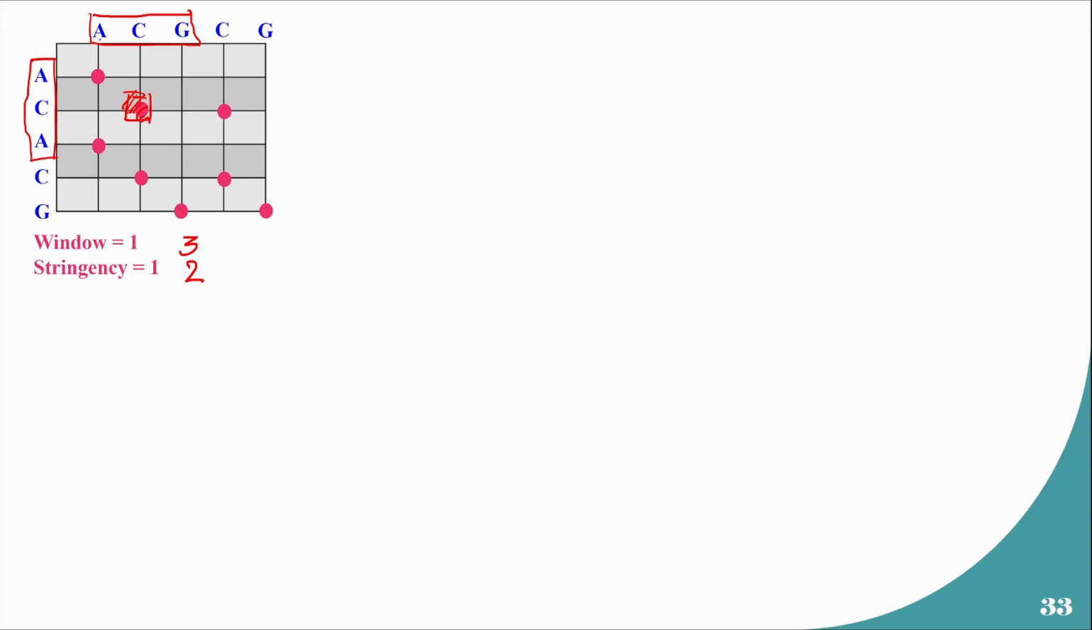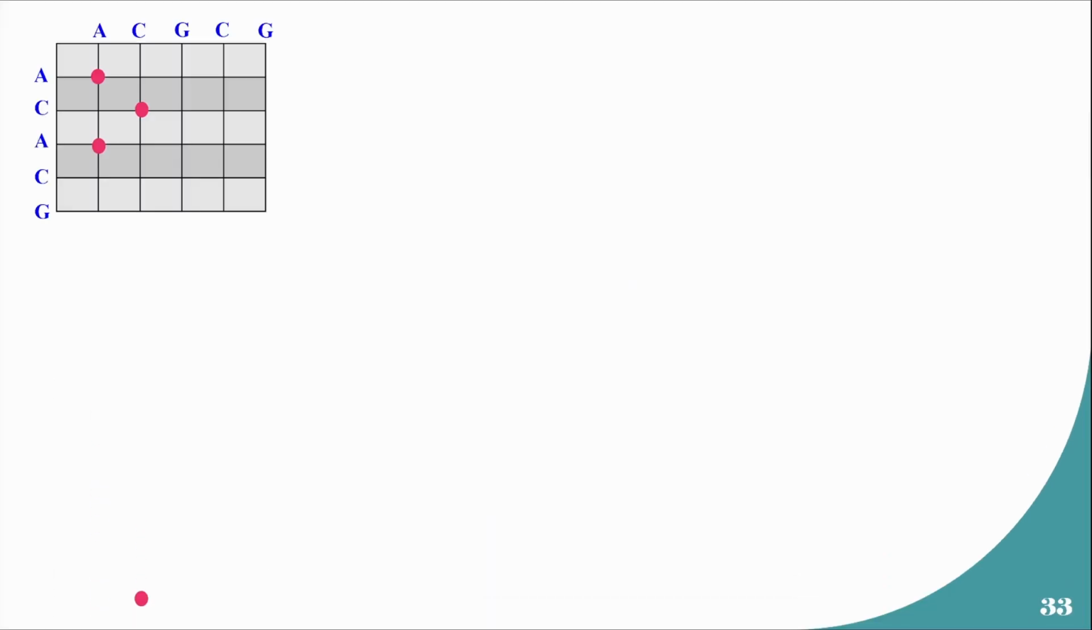And when you are done with, let's say, comparing ACA versus ACG, then you move to compare ACA to the next window with overlapping characters. So the next window you will compare is this one, the CGC versus ACA, and then you will decide whether to put a dot in the intersection or not. Okay, so that way you have to compare the entire thing.